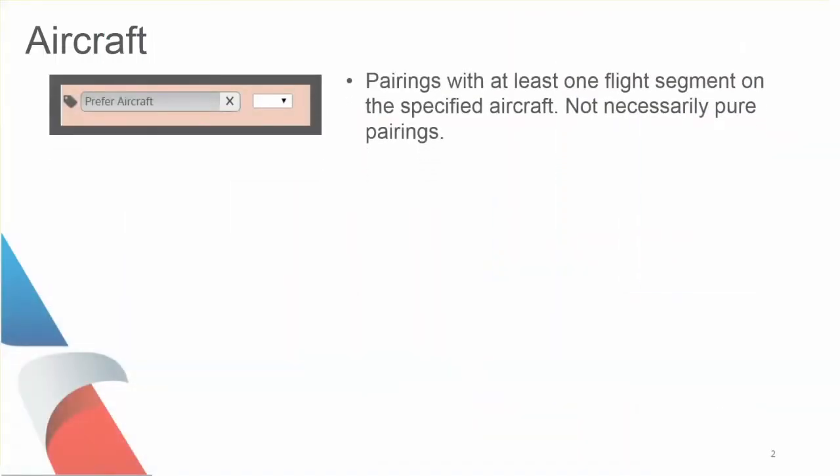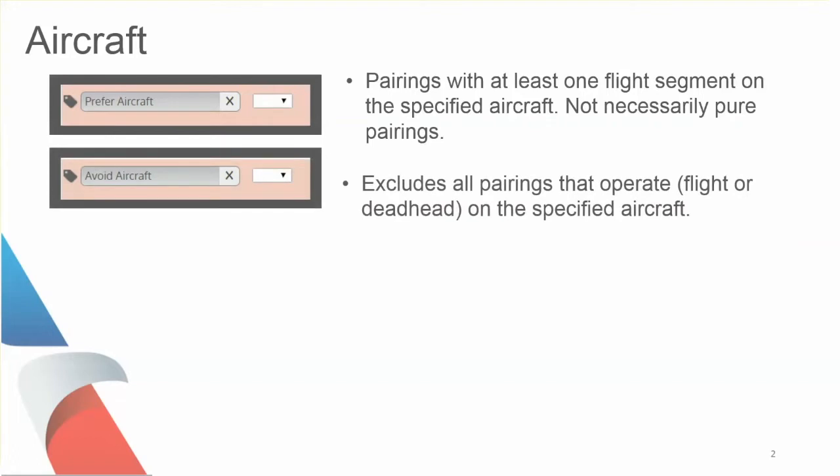In PBS, you're able to either prefer or avoid a specific aircraft. The Prefer Aircraft property will filter only pairings with at least one segment on the specified aircraft, not necessarily a pure pairing. The Avoid Aircraft property excludes all pairings that operate on the specified aircraft. The property should not be used with specific pairing bids. It will add any pairing that does not operate on the specified aircraft. We will show you an example of this in this section.